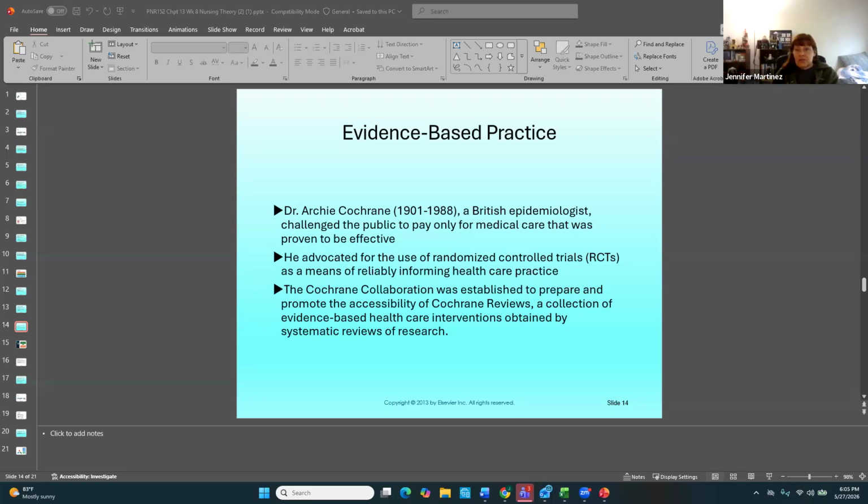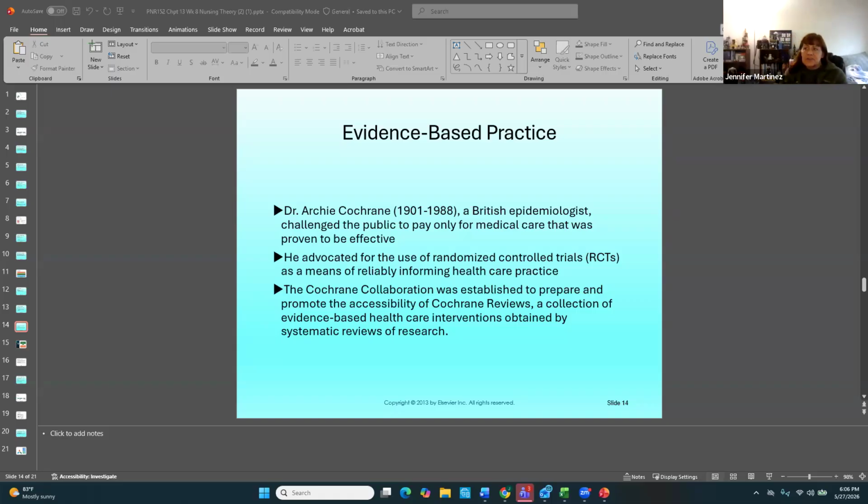Think about pharmacology, right? When you learned about the drug approval process, we don't just make a drug and release it out into the public. It has to go through a number of steps before it gets out to the public. Same thing here: we want to see if the medications and interventions, whatever they are, are effective, not just say, oh, we're going to try this and see if it works.